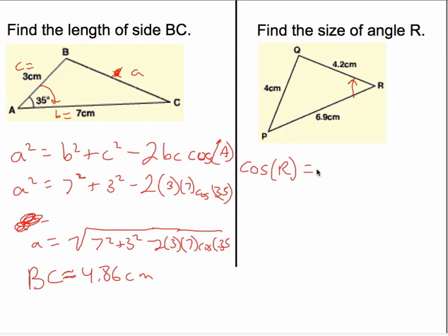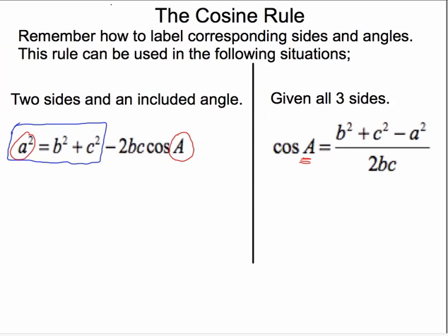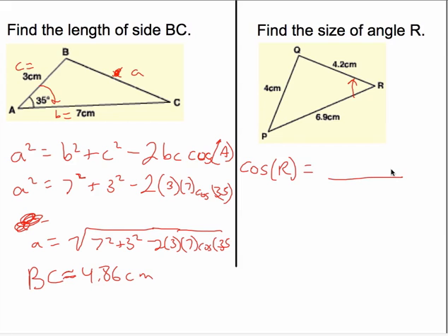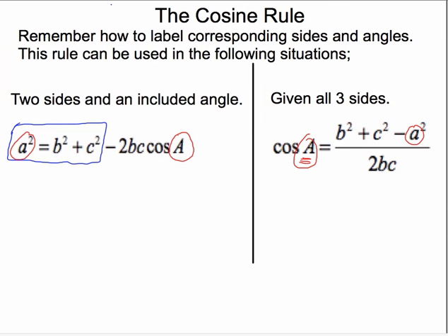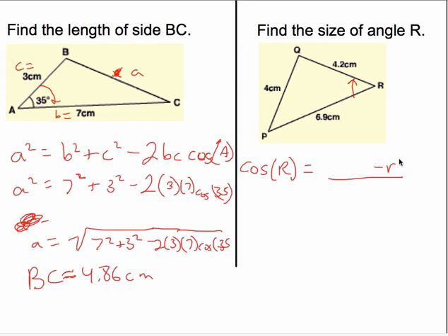Cosine R equals, and we have b squared plus c squared minus a squared. So notice this angle and this side are the same in the formula. So when I do this in the formula, then I need minus r squared here. Okay, so let's call this r, this q, and this p. This angle and this side length have to be here and here in the formula. Okay, and then the other two go in this part of the formula.